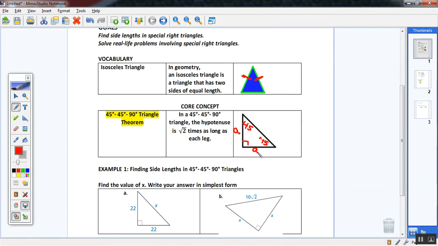A. Okay, so what we say here, guys, is this. We say in a 45, 45, 90 triangle, the hypotenuse is the square root of 2 times as long as each leg. Well, what's each leg length, kids? A. So this would be A times what? Well, it would be A times the square root of 2. All right, and I'll show you what's going on here in a second.